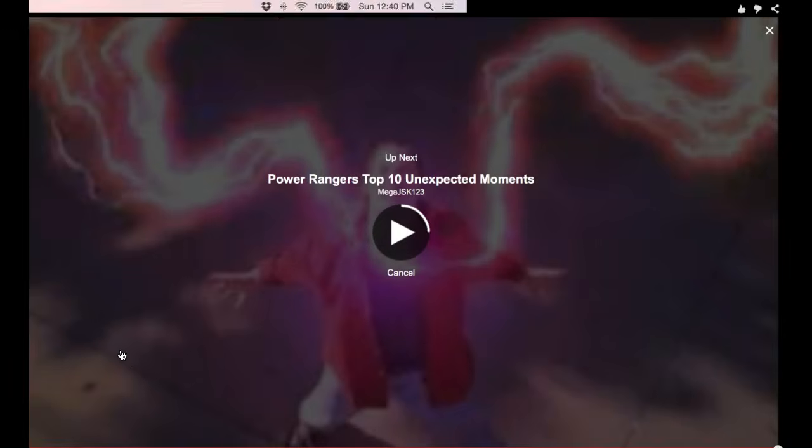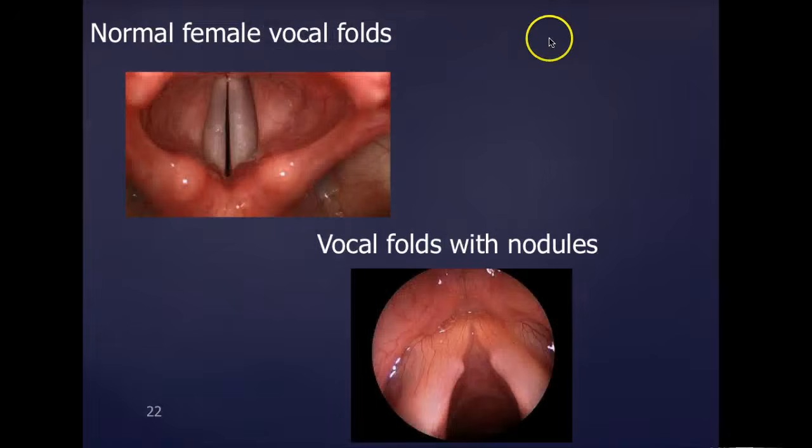You can really see how some of those sound very strained and strangled because of those nodules.